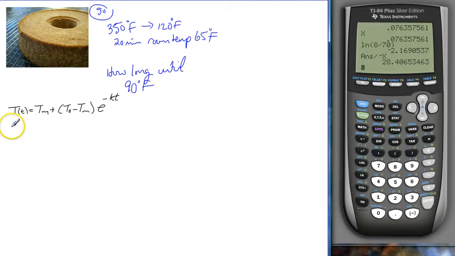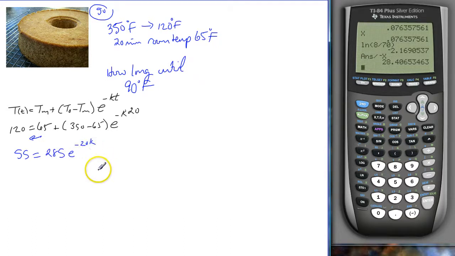And let's see here. The temperature at the end was 120. The room was 65 degrees. The temperature it started out was 350 minus 65 degrees, e to the negative k. We're looking for k first. And it took 20 minutes. I'm going to clean this up. I'm going to move the 65 over at the same time. So it's 55 equals, put this stuff together, 285 e to the negative 20k. And we have our nice exponential now.